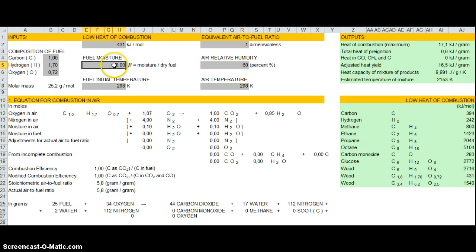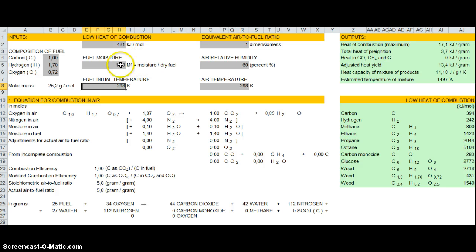If you have a ratio of 1, it means the same amount of water in the fuel as dry mass. You have 25 grams of fuel that are combined with 25 grams of water, and this is the equation that will develop with the combustion of that moist wood.